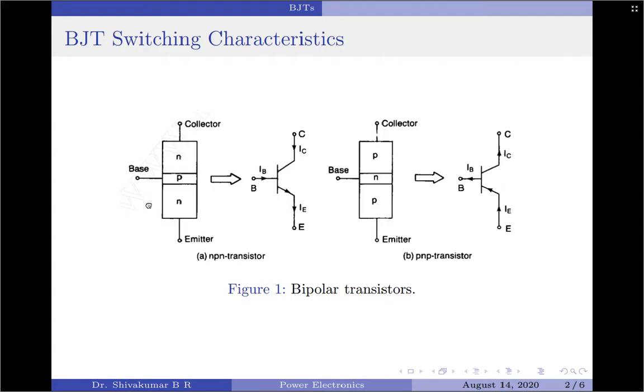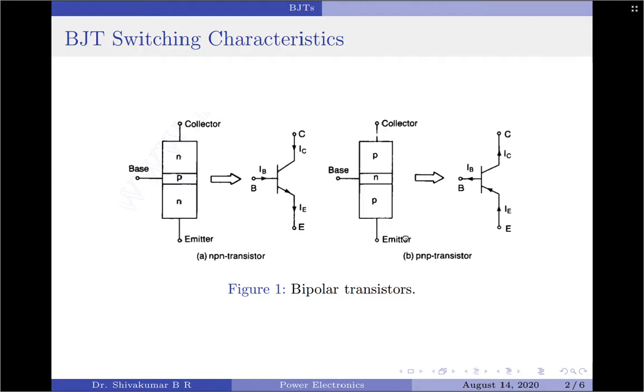By the look of it, you can understand a BJT is a 3-terminal, 3-layer, 2-junction, unidirectional current carrying capability device. Whether it be an NPN or PNP, the current direction is only in one direction always.